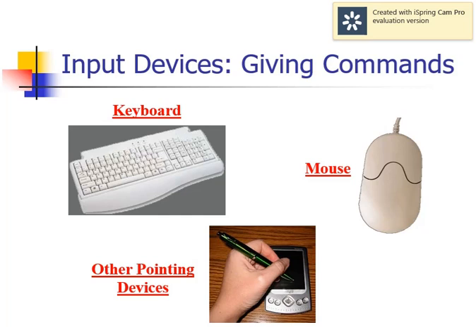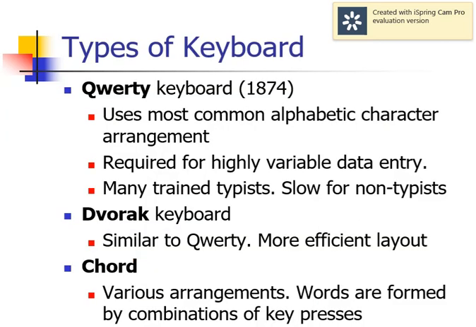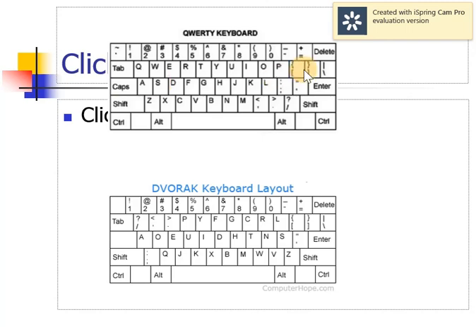This is an example of input devices that can give commands. First is the keyboard that we usually use to key in words and numbers, and we have the mouse to click, and other pointing devices such as the touch screen. There are two types of keyboard that are commonly used. First is the QWERTY keyboard, invented in 1874, and this is the most commonly used keyboard. And the second is the Dvorak keyboard, which is usually used by professional typists.